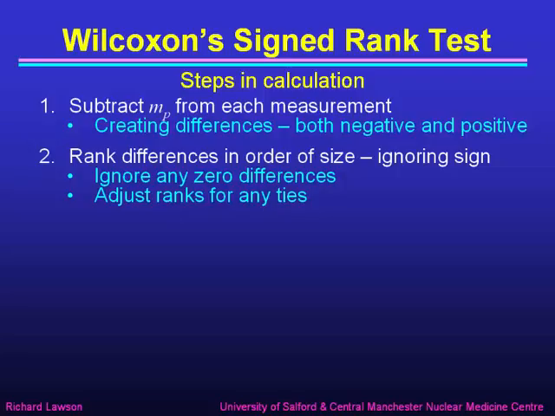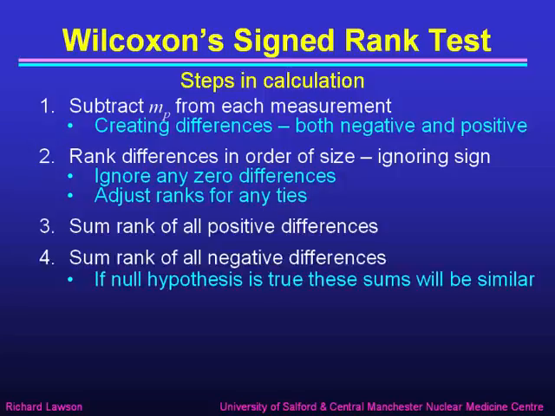However, if any differences are exactly zero, that is, the measurement was exactly equal to the mean, then we ignore it. Then we have to adjust the ranks for any ties by the method that I showed you in the first part of this lecture. Then we sum the rank of all the positive differences, and we sum the rank of all the negative differences. And if the null hypothesis is true, then the sum of the ranks of the positive and negative differences will be similar, because there are just as many above the mean as there are below the mean.